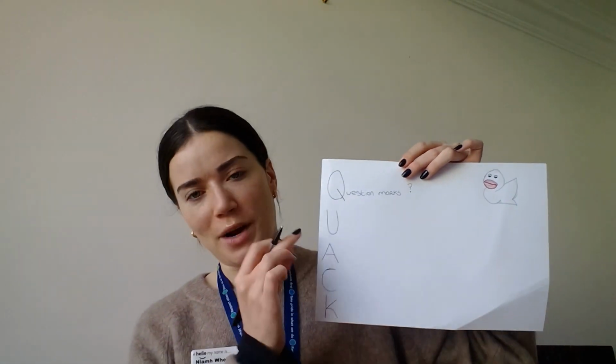So I'm going to pop that down on my resource, that our Q stands for question marks. And again, making this visual at home is just a prompt that if they forget any element of the method, they can refer back to it and be supported with it. So our Q is our question marks.